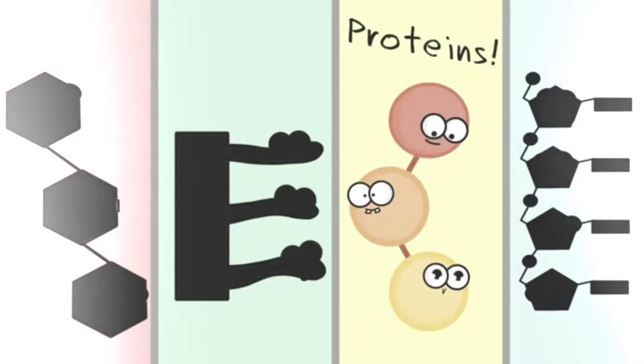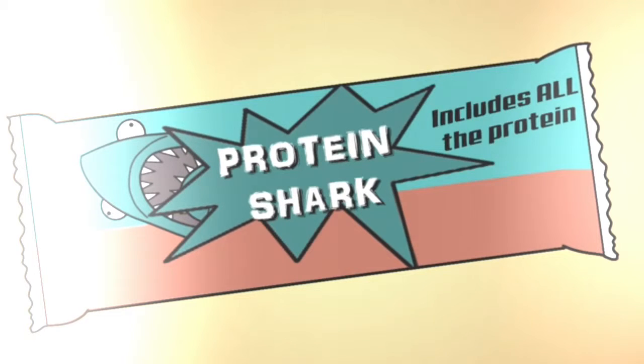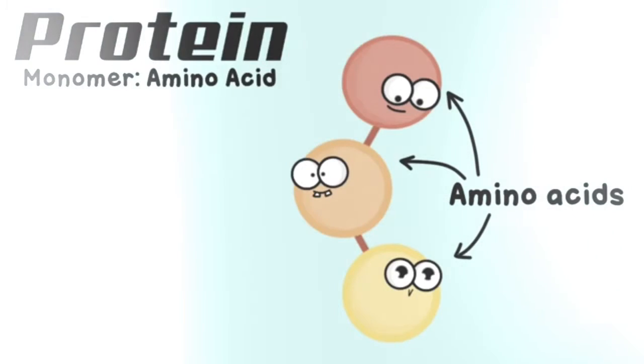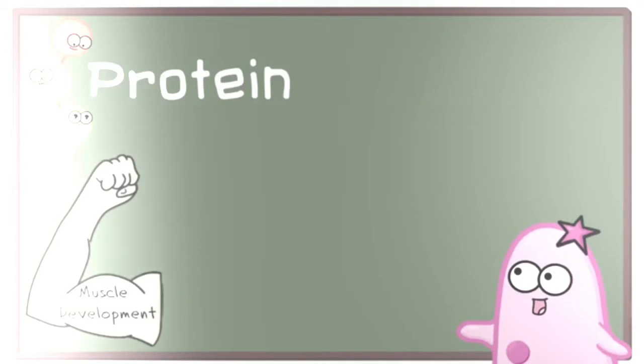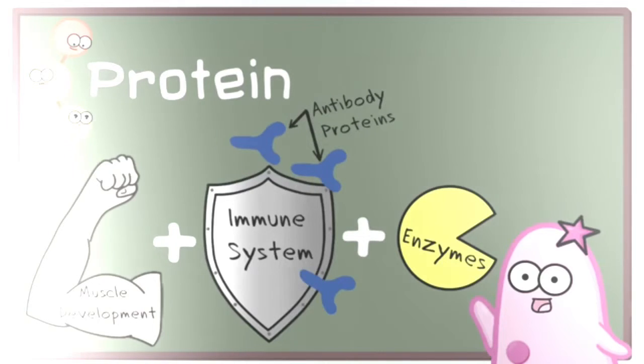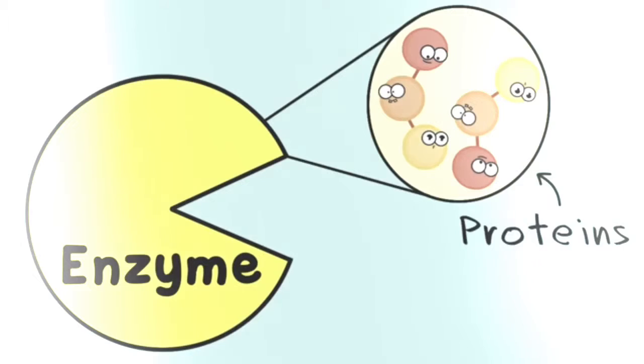Okay, next. Proteins. Now, when you hear about proteins, a lot of times you might think about power bars. Examples of foods that are high in protein include meats and many types of beans. The monomers of protein are amino acids. Protein is also very important for other functions, such as working in the immune system and acting as enzymes. Remember, enzymes are made of proteins, so proteins are important for the body.